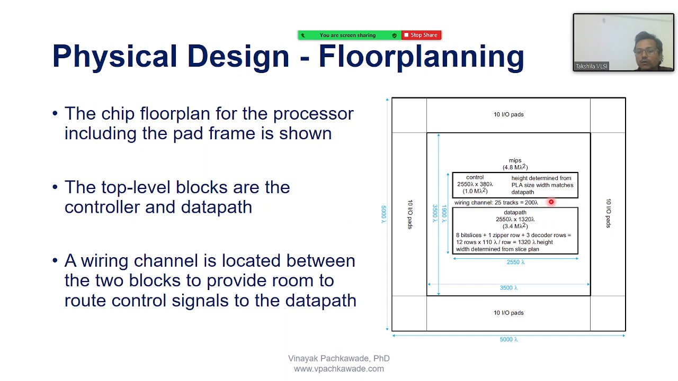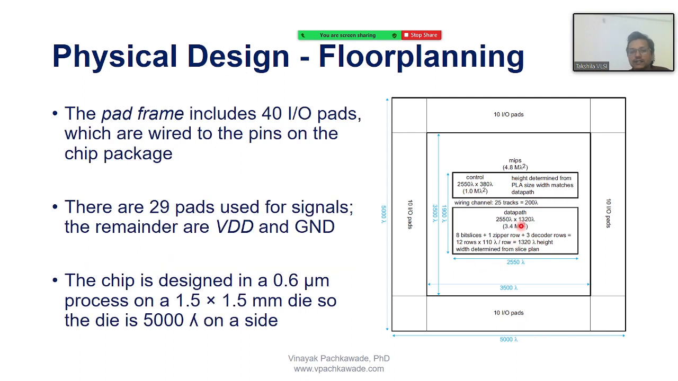That is located between these two blocks to provide sufficient room, so that the control signals can be routed from this upper block to the bottom block. Just an example. And now you also see the dimensions are mentioned here in the blue color, so we'll understand what these dimensions are. First of all, the pad frame includes 40 input output pads which are wired to the pins on the chip package.